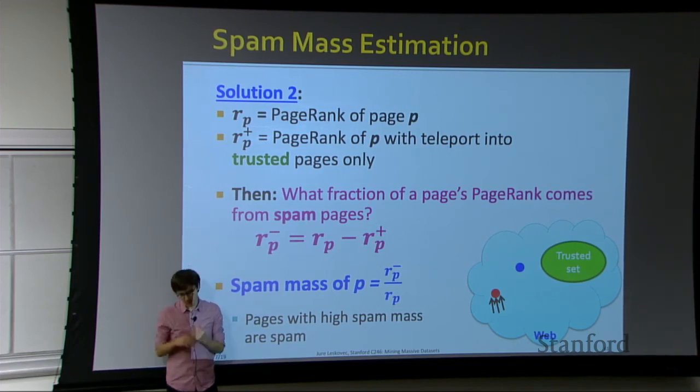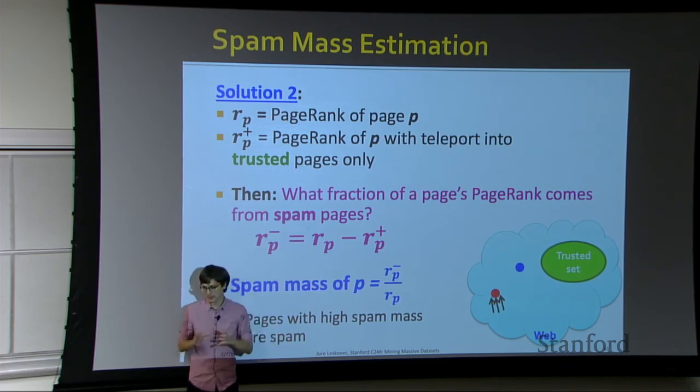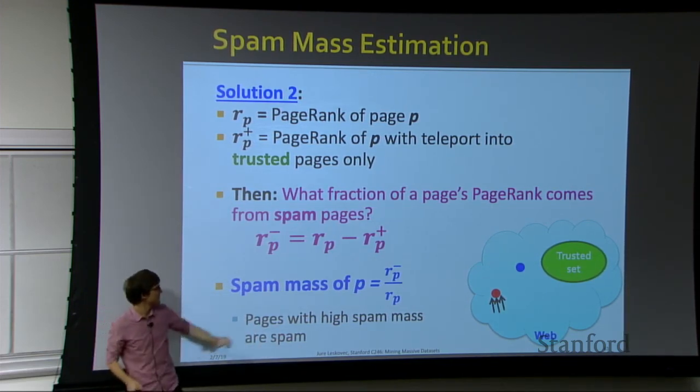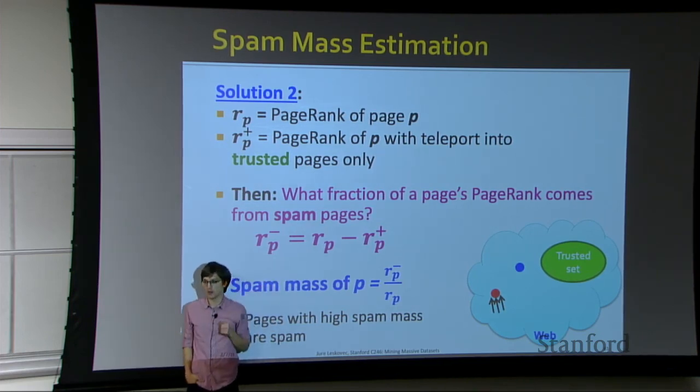That's the idea: we want to ask what the discrepancy is between how important the page seems to be and how important it is from the trusted set. As soon as there is a discrepancy, we say you are suspicious and we filter you out. That's the intuition. OK, great, super.